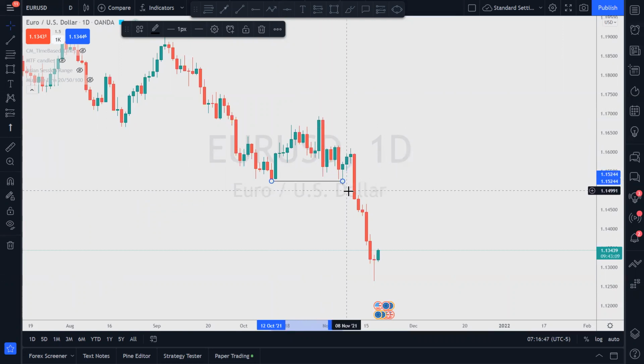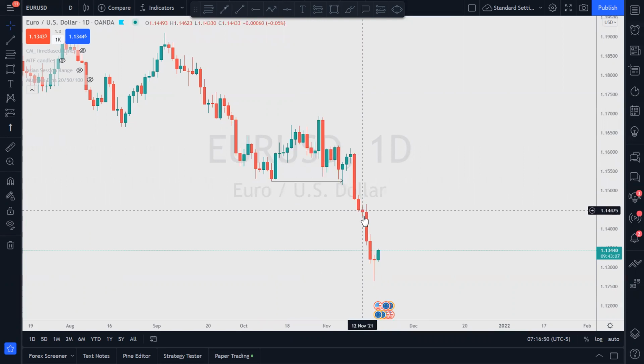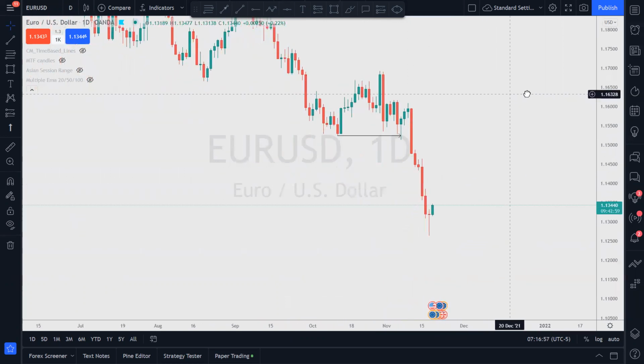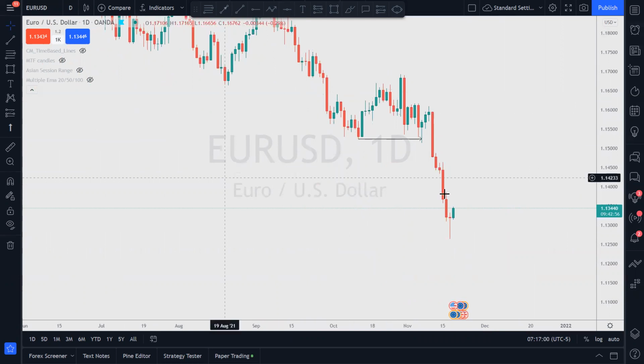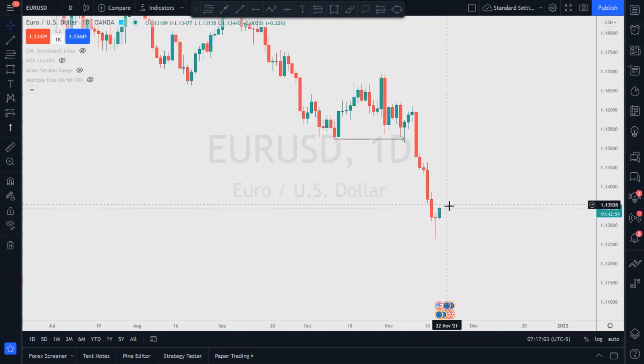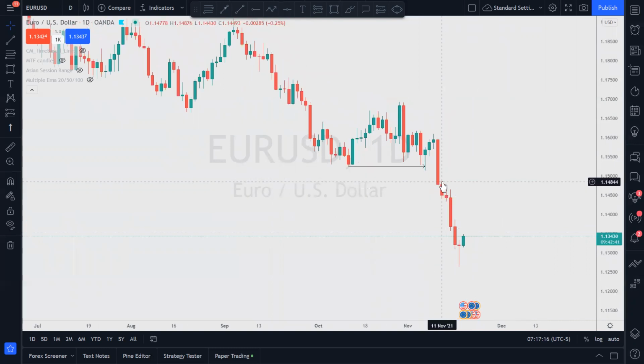We broke down, and look how strong that impulse to the downside is. Very strong. This is reflective of the currency environment in these respective countries, the euro, the European Union, and the USD. So against the USD, the euro has found all kinds of weakness, right?